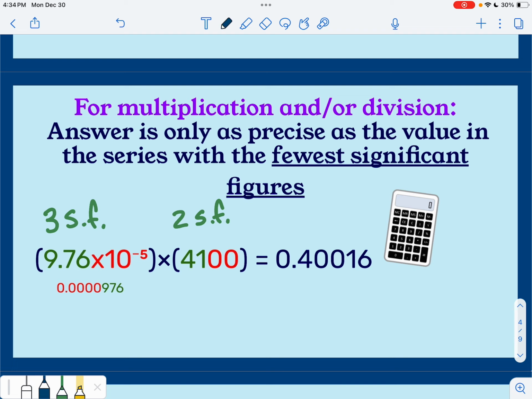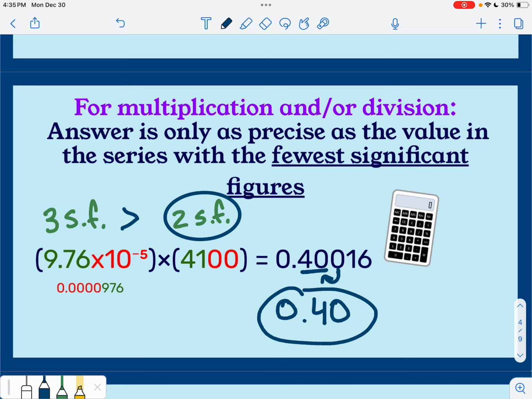Well, we know that 2 is less than 3, so your answer can only have 2 sig figs in it. So if we know we want 2 sig figs in the answer, let's look and see if the third number could round anything, because that's the only thing that could impact the answer. But 0 does not round anything, so we will leave it at 0.40, and that is your final answer.